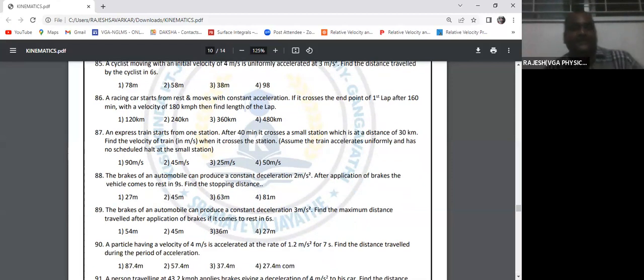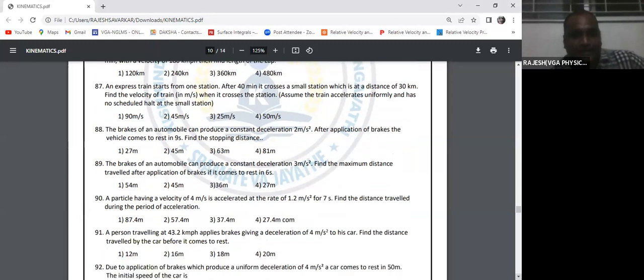An express train starts from one station. After 40 minutes, it crosses a small station which is at a distance of 30 km. Find the velocity of the train when it crosses the station. So this is also the same. S equal to u plus v by 2 into t. U is 0. Time is 40 minutes, 40 into 60. Distance is 30 kilometers, 30,000. So from that one you can find v, right? So 30,000 is equal to u is 0, v by 2 into 40 minutes, which is 40 into 60. So write that one, you will get the answer.